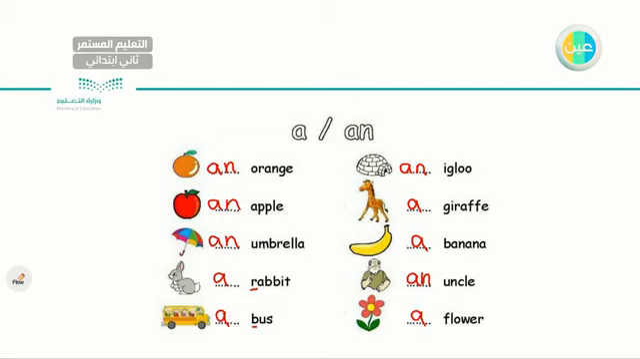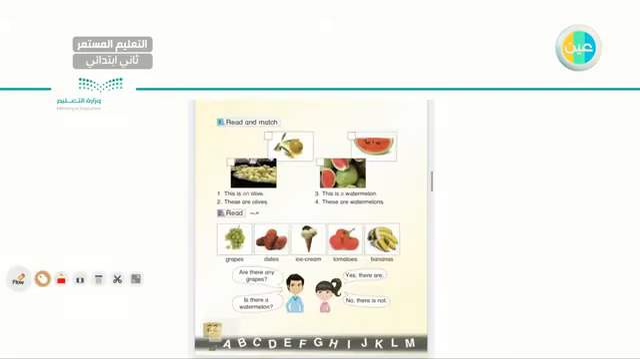So, in order to choose the perfect article, I must look at the first letter of the noun. If it's a consonant, you will go with a. If it's a vowel, you will choose an. Very good. Let's go to the next one.